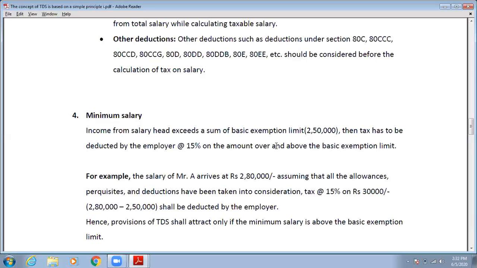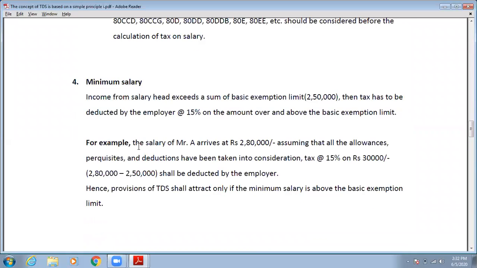So if you pay salary to your employee more than 2,50,000, that is more than the basic exemption limit, then you have to deduct tax on that income. And you do not have to deduct tax on the whole salary, only on the amount above 2,50,000. So it is specifically mentioned that amount over and above the basic exemption limit. So on whatever salary is more than 2,50,000 you have to deduct tax. Up to 2,50,000 you do not have to deduct any tax.